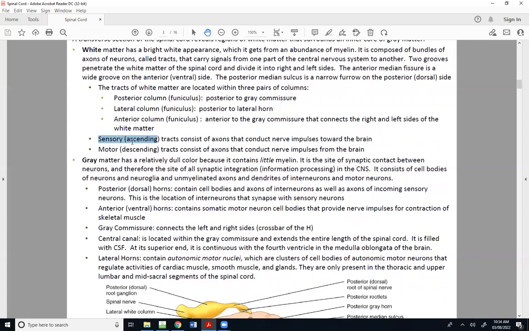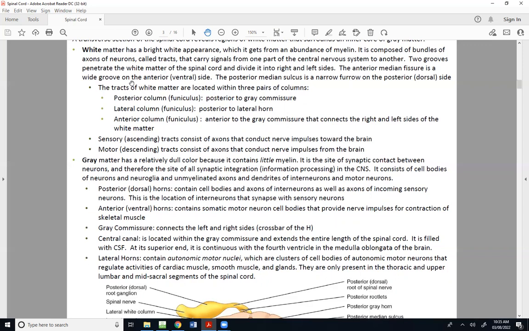In the case of sensory or ascending tracts, those are the tracts that are conducting nerve impulses up toward the brain. Whereas motor or descending tracts are those that are conducting nerve impulses down from the brain. Ascending means going up, descending means going down. In the case of sensory, it means towards the brain, motor going away from. So that's what I wanted to talk about for the tracts.